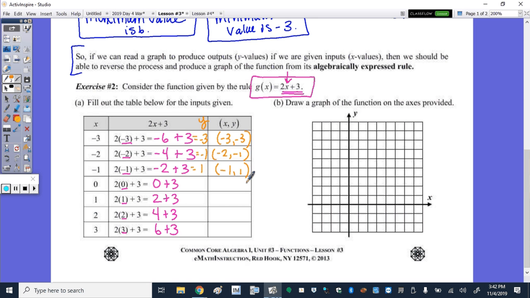0 plus 3 is 3. So that gives us the point 0, 3. 2 plus 3 is 5. So that gives us the point 1, 5. And then 4 plus 3 is 7. So putting the x value of 2, y value of 7 together, we have the point 2, 7. And then 6 plus 3 is 9, which gives us the point 3, 9.